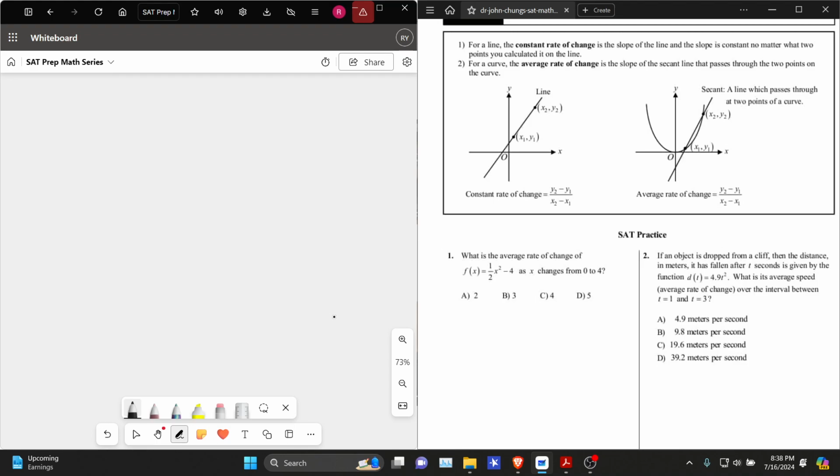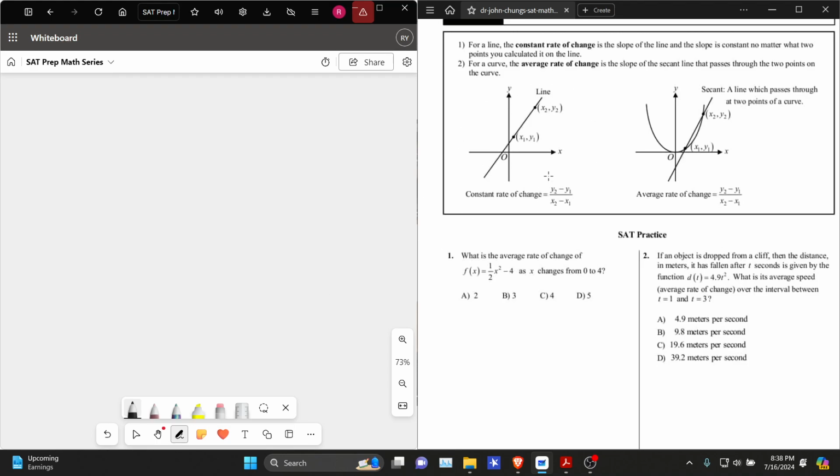Hi, this is Math SAT Prep. This is video 2, and today we'll be going over rate of change. So for a line, the constant rate of change is the slope of the line, and the slope is always constant. And you can see that from this diagram here.